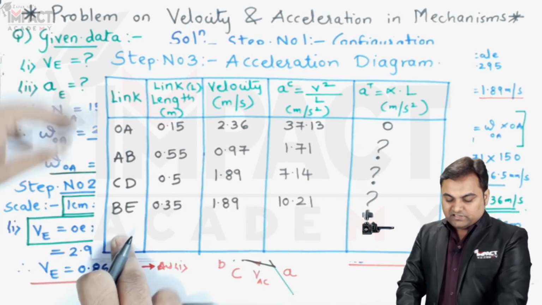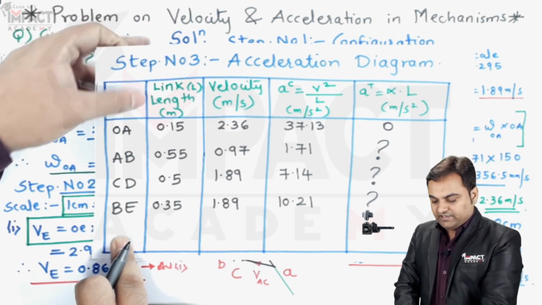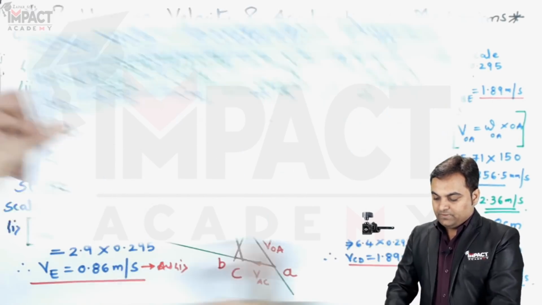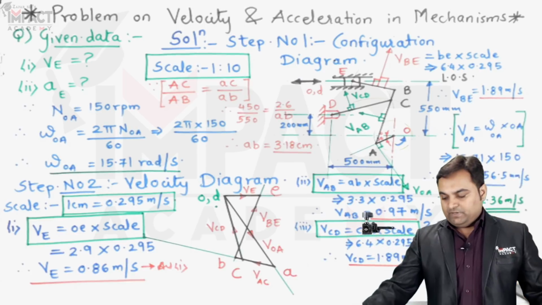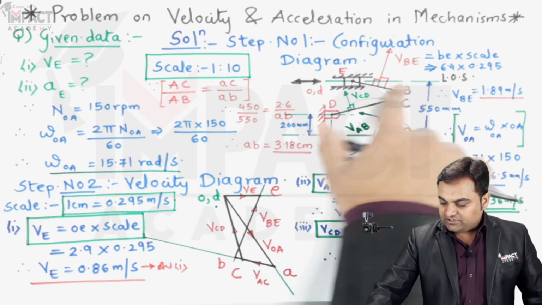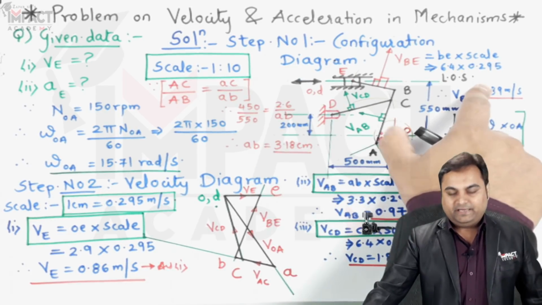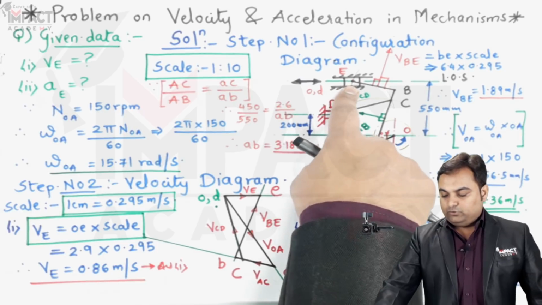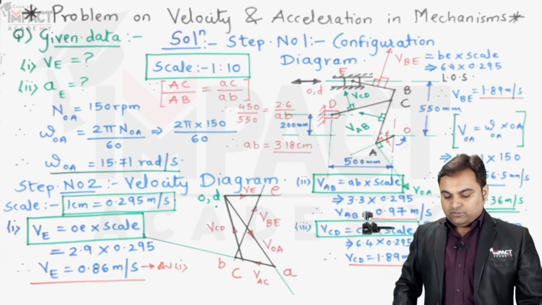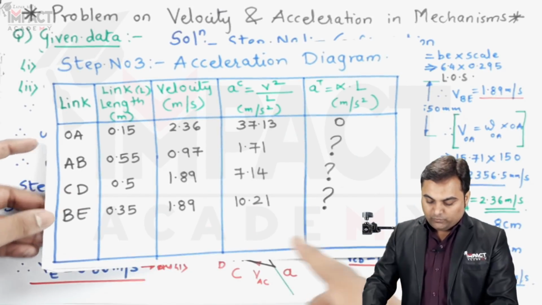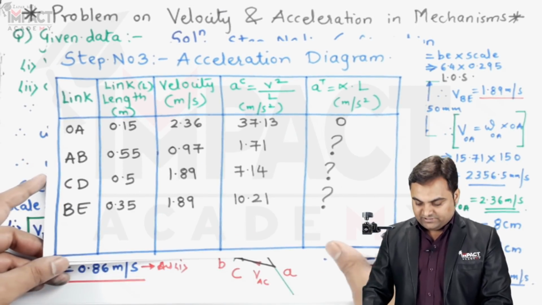At last the slider E is left, and since the slider is sliding or reciprocating in a horizontal plane, its acceleration would also be along this horizontal line. And for the slider we don't have the length, so that won't be in the table. So with the data available, now we can easily start the acceleration diagram.